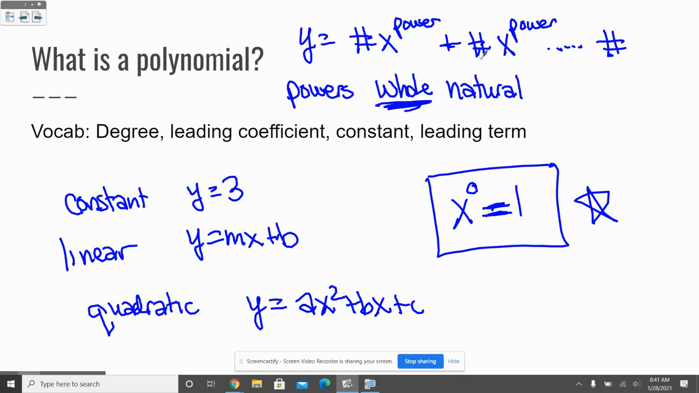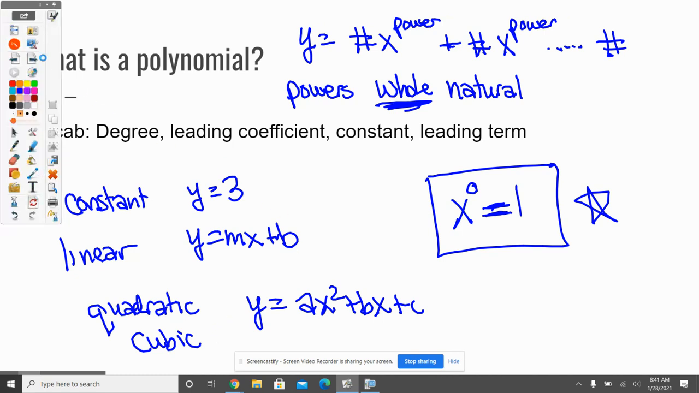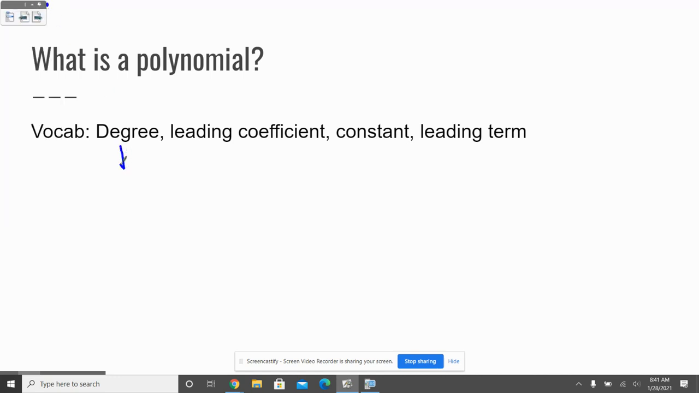But this can go up to what we call cubics. That would be the next thing. Quartic would be degree 4. Quintic is degree 5, and so on. So what is this idea of a degree that I'm talking about? A degree is the highest exponent that shows up in your polynomial. And it's really important because it gives us a hint to what the graph will look like.